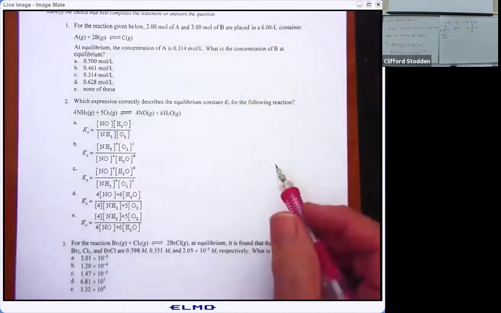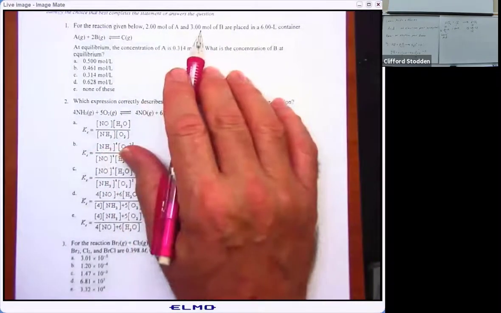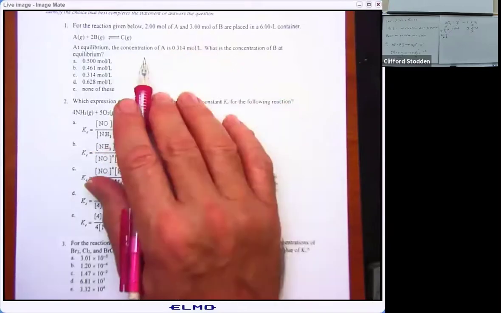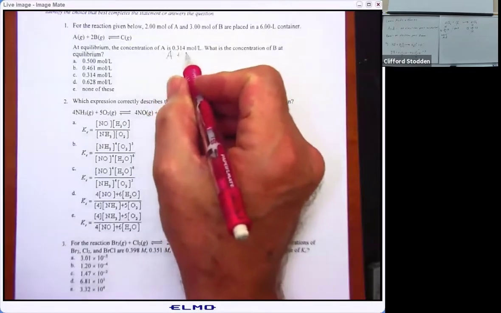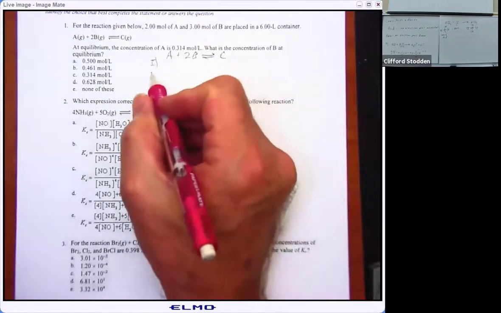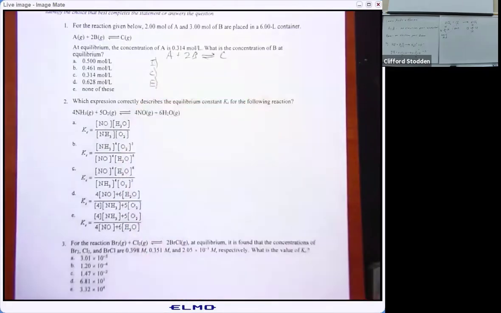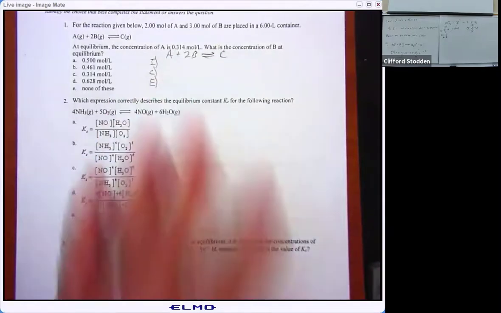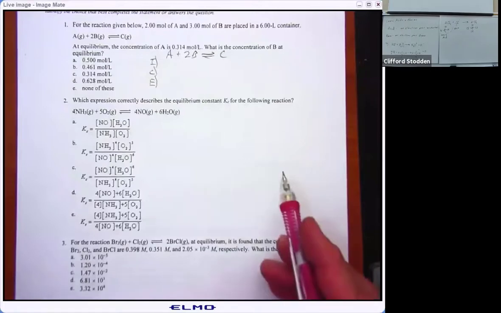We could set this up as an ICE table because it's giving us the initial values for the A and the B, and then the equilibrium value for the A. So if I do that, I can do A plus 2B in equilibrium with C. So this is an ICE table where I can get the last line of this by doing a subtraction. Now, I could also use something like this if I wanted to calculate K, but this question doesn't ask for K. It just asks for the equilibrium value of B.